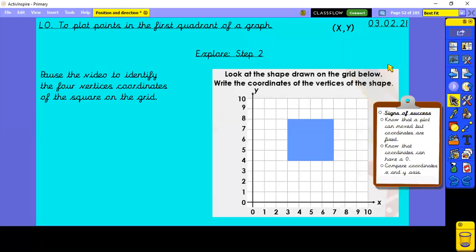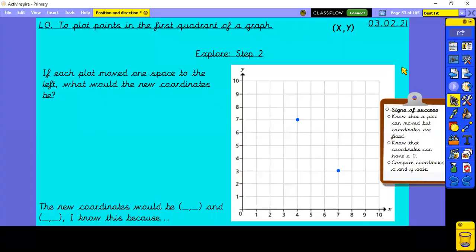Okay, so I'm now going to give you the chance to pause the video and find the 4 vertices coordinates of this square on the grid. Pause the video to identify the coordinates of each vertex of the square. Okay, pause the video to see if you got the answer correct. So you should have 3, 4, 7, 4, 3, 8 and 7, 8. Have a little look if you got those correct, and if you didn't, have a look at where you went wrong. Remember that we start on our x-axis and then go up to our y-axis to find our coordinates.